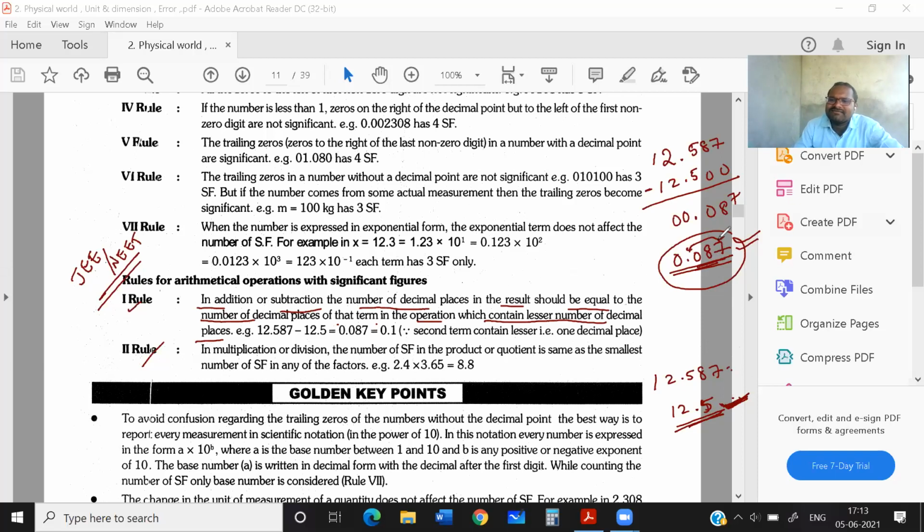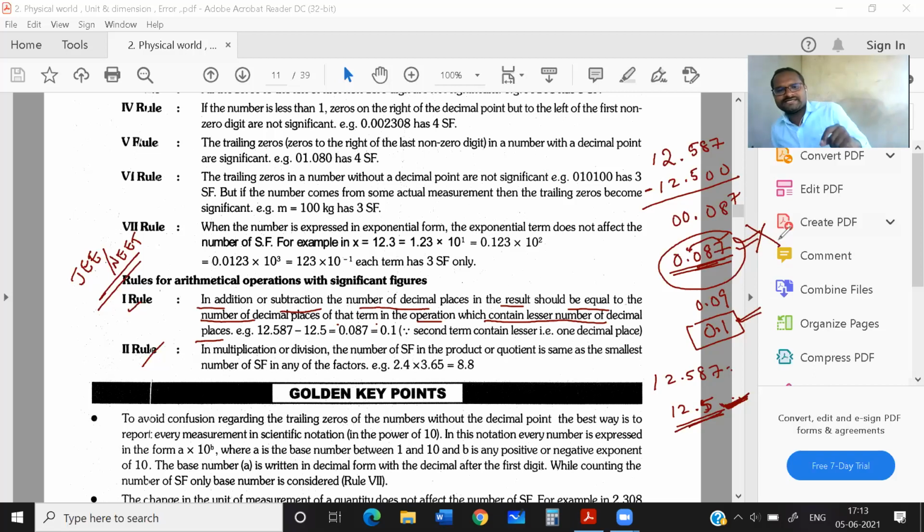How? Because this is 7, we can round it and write it as 0.09. And still it is 9. We want only one decimal place, so it can be written as 0.1. So your final result should be 0.1. It is not 0.087. It is 0.1. I hope you understood this point.